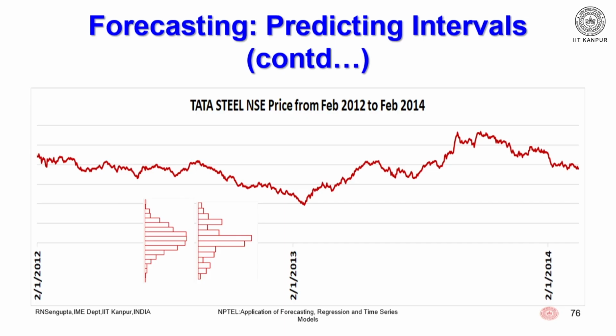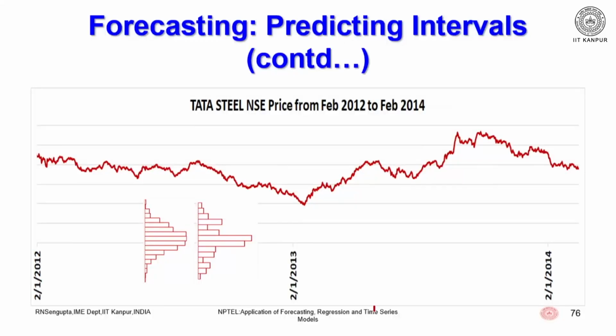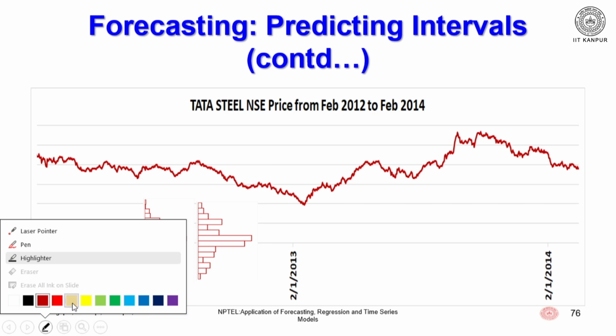Now, we are taking the Tata Steel price only. Many of you who are aware of finance may ask why we are taking price, why not the returns? We will consider that within a few minutes. So, if I consider the price, there are two normal distributions which I have shown, and I am going to highlight them using two different colors.